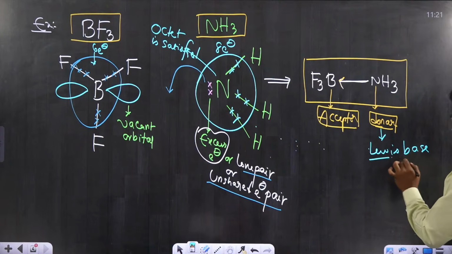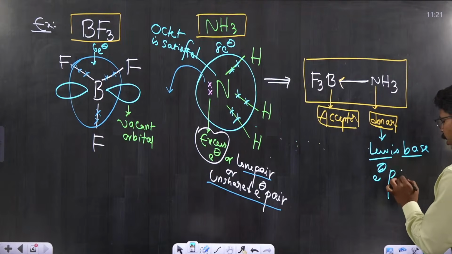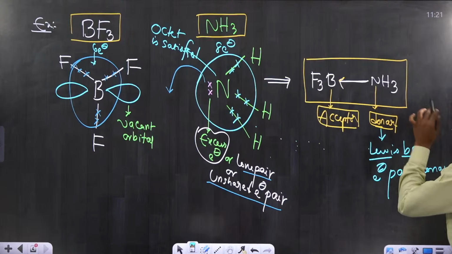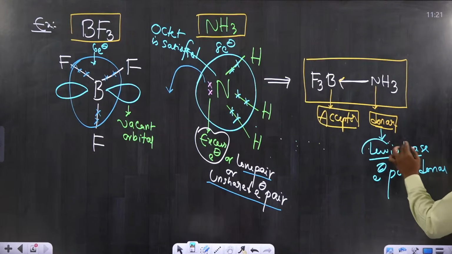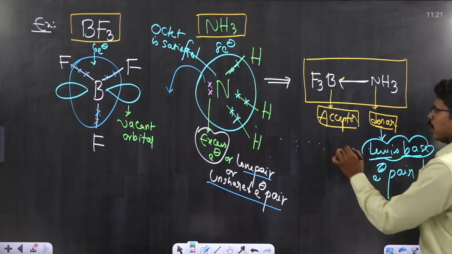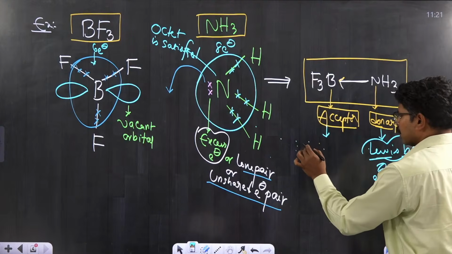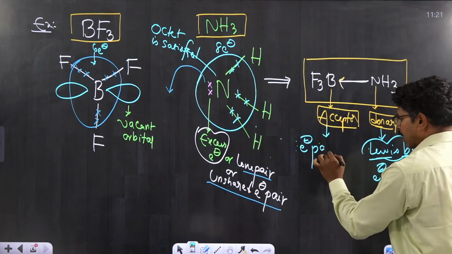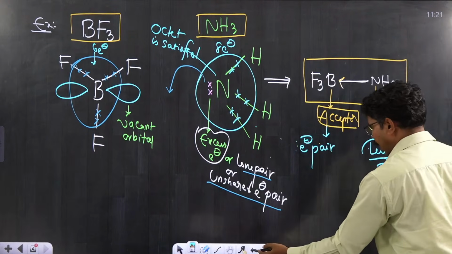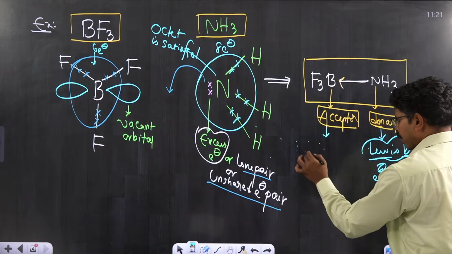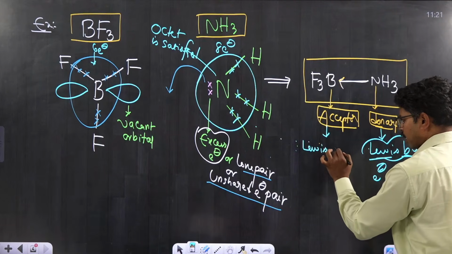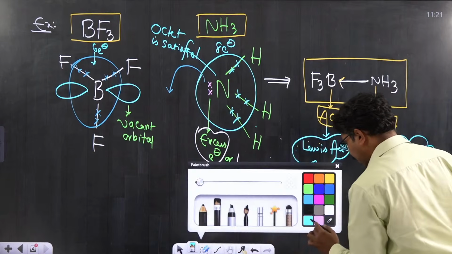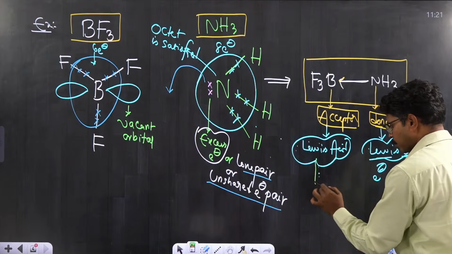What do you mean by Lewis base? Electron pair donor. Any species or any atom which is able to donate electrons is called a Lewis base. The atom or the group which is able to accept the electron pairs, the electron pair acceptor, as I have written already, is also called a Lewis acid. So, Lewis acid means electron pair acceptor.